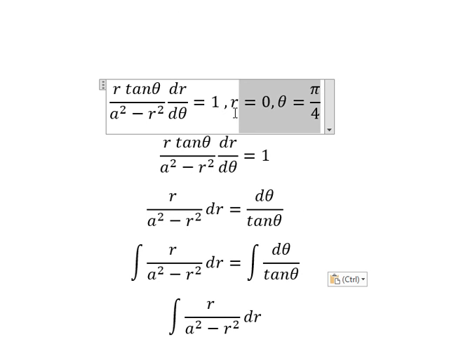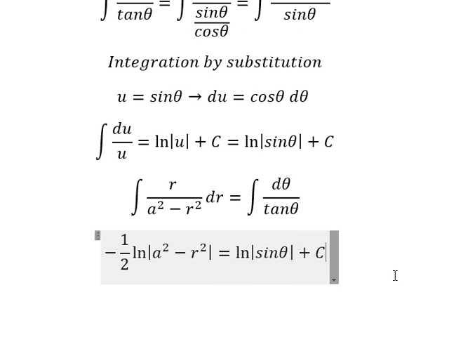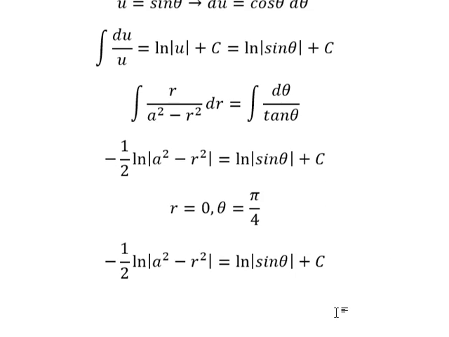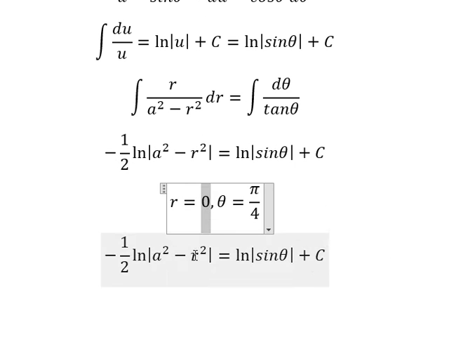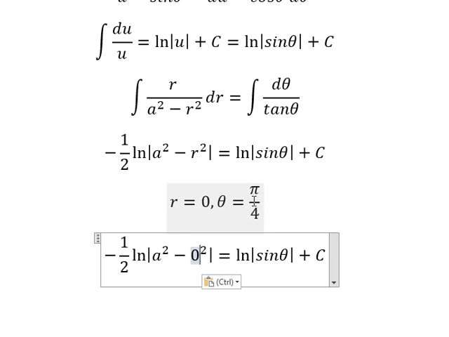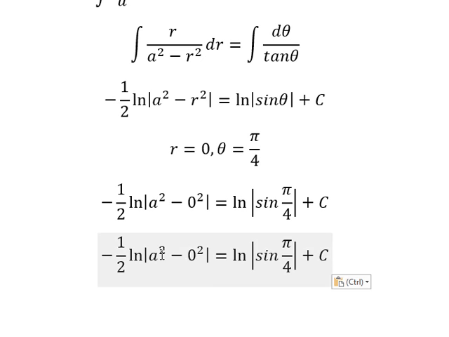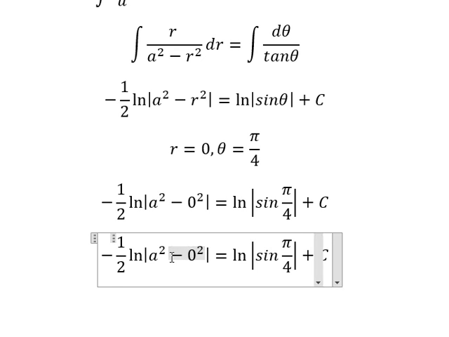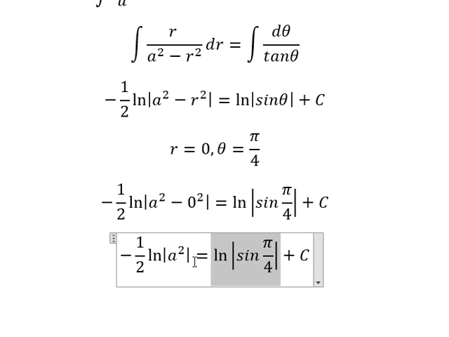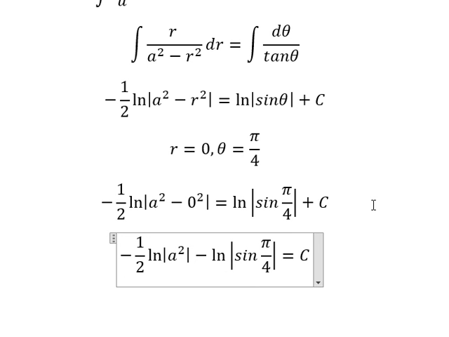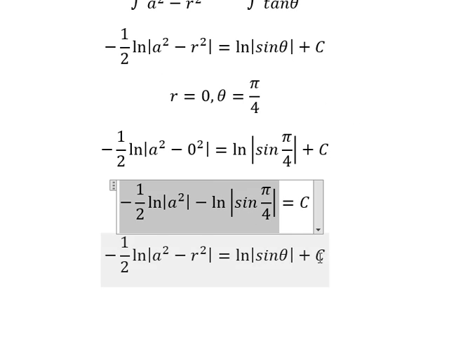Now we have the condition. So we put r equals 0 here, and pi over 4 here. And now we can find the value of c. So this one we can put like this, and this one I will put on the left. So I will put the value of this one here.